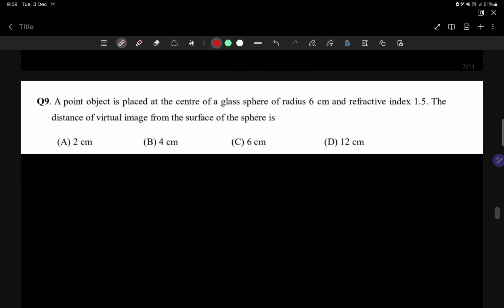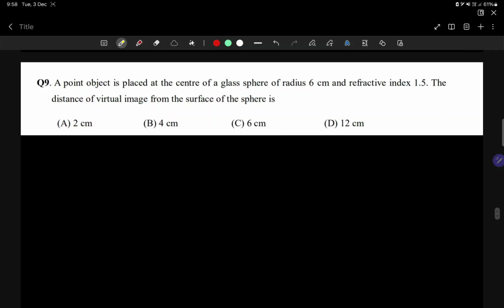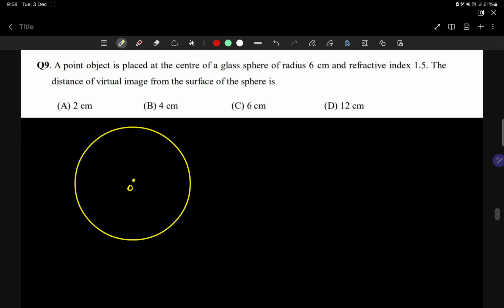Next is question number 9. We have to solve questions up to question number 16. Question number 9: a point object is placed at the center of a glass sphere. Suppose this is the glass sphere and this is its center. At the center the point object O is present, and the radius of this sphere is 6 centimeter. That means this distance is 6 centimeter. According to the question, the refractive index of this glass sphere is 1.5, so n g is equal to 1.5.